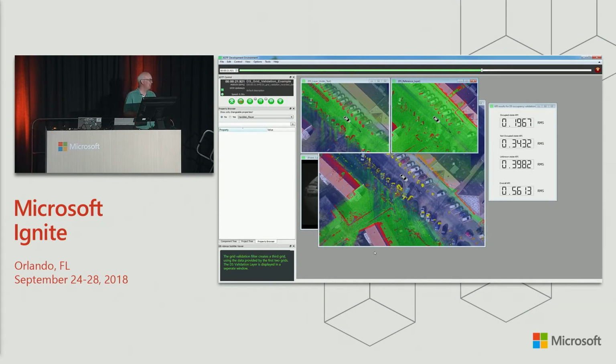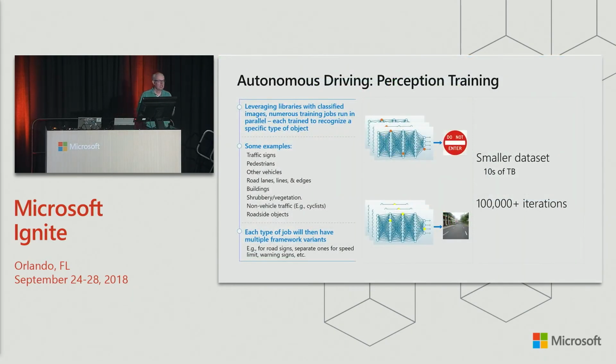The other part I mentioned was the whole perception training. Perception training is basically, what does the car, or the sensors of the car, see? How do I detect traffic signs? How do I detect various traffic signs so I can react to them? How do I detect pedestrians, et cetera, et cetera? And we need to make sure that these vehicles detect all these things.